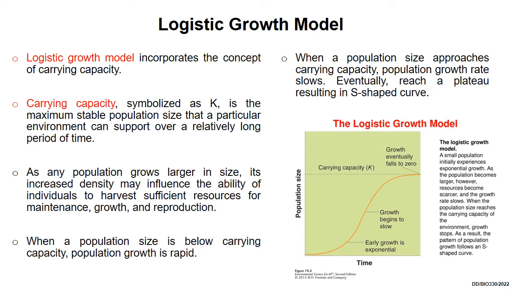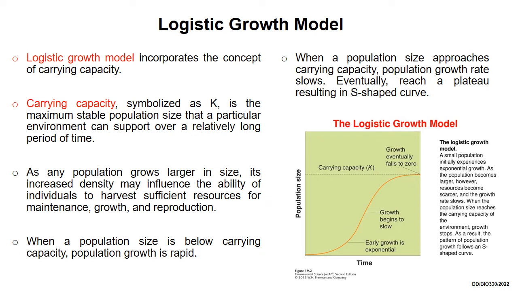If the population is below the K value, or carrying capacity, population growth is very rapid. But when the population approaches the carrying capacity, or K value, the growth rate slows. Eventually, it reaches a plateau, resulting in an S-shaped curve.